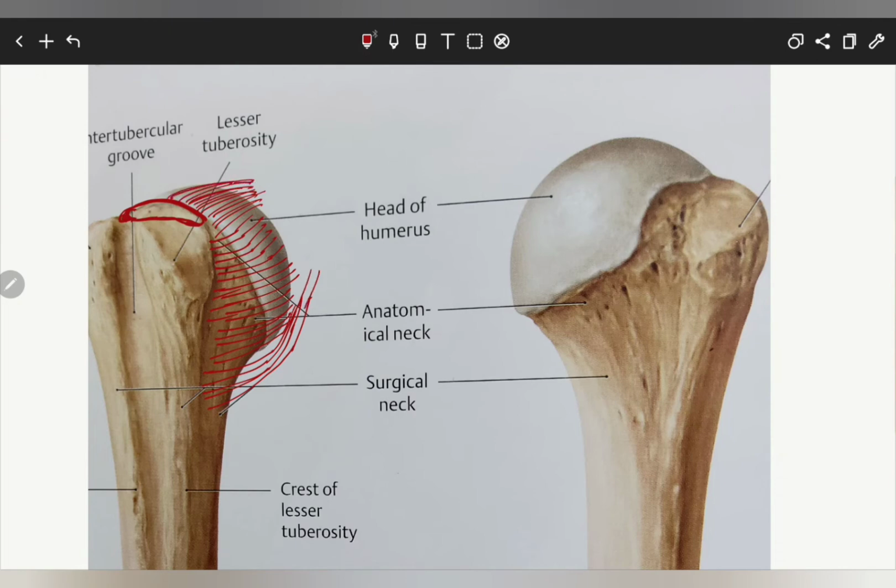So it extends like this, and on the medial side, it gets attached to the scapula, just beyond the supraglenoid tubercle and beyond the glenoidal labrum, right?